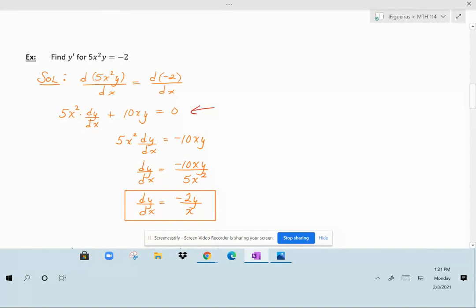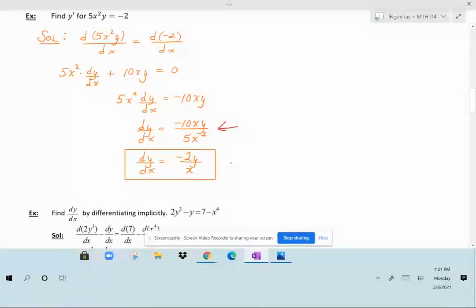Then I need to solve for dy dx. So I subtract 10xy. On the next line, I divide both sides by 5x squared. When I simplify, I find that dy dx is equal to negative 2y over x. It is common to have answers with both variables, both the x and the y, in your derivative when you're applying the implicit differentiation technique.